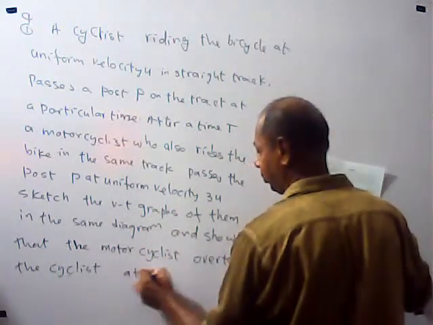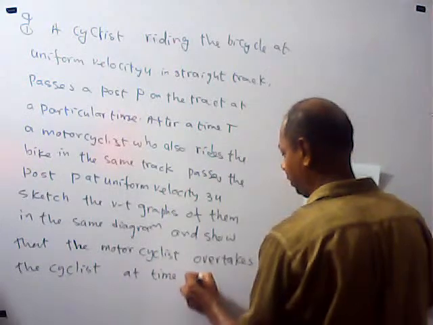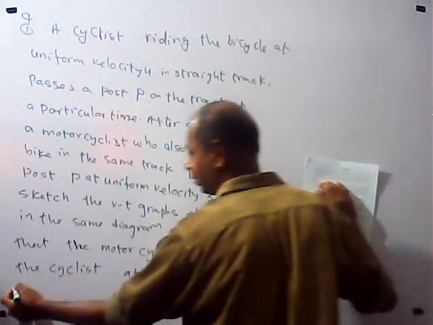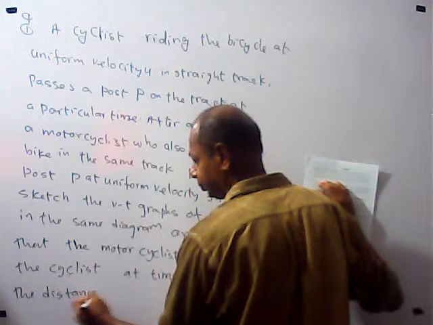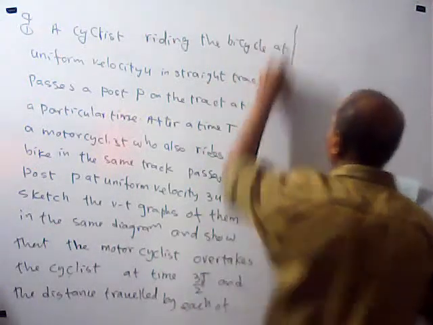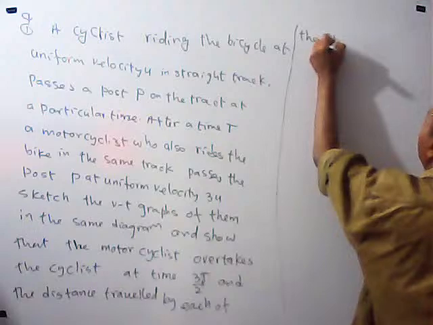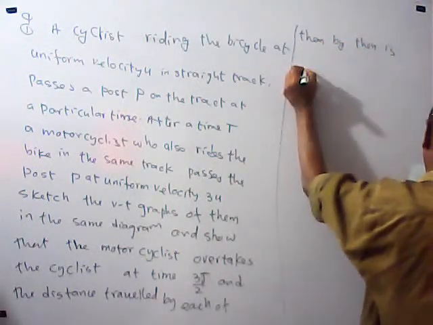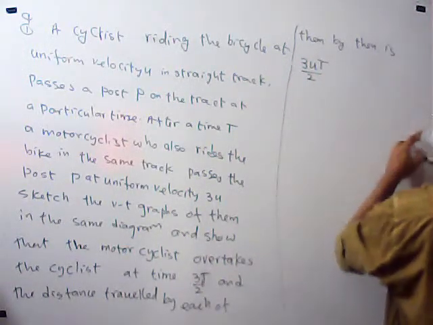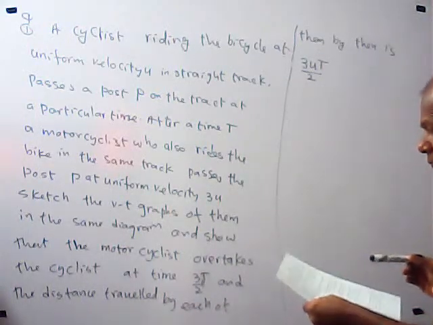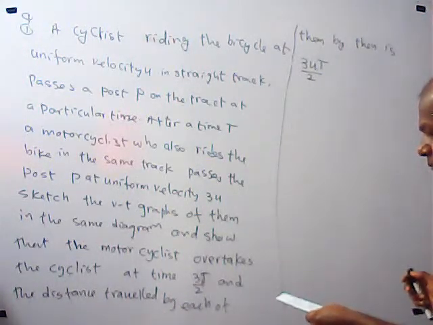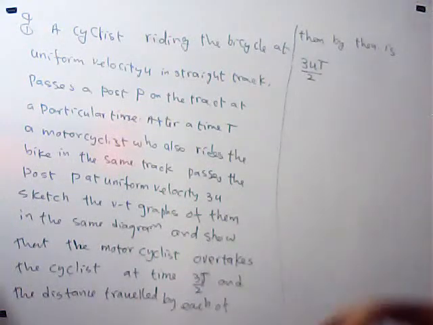at time 3T/2, and the distance traveled by each of them by then is 3uT/2. Right. You can take it down and draw the VT graph.